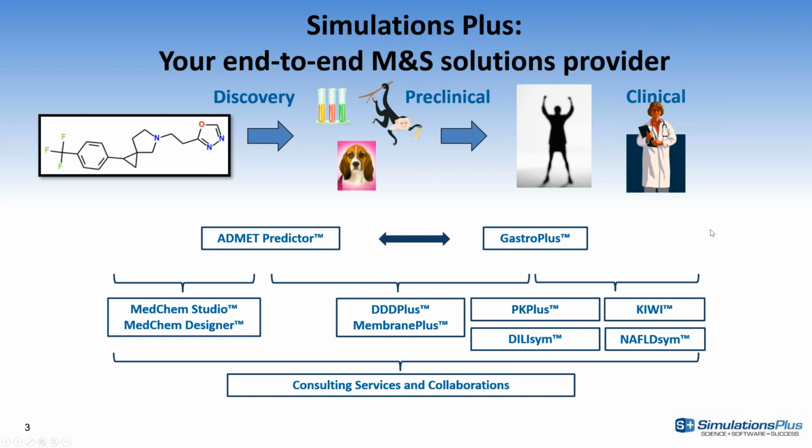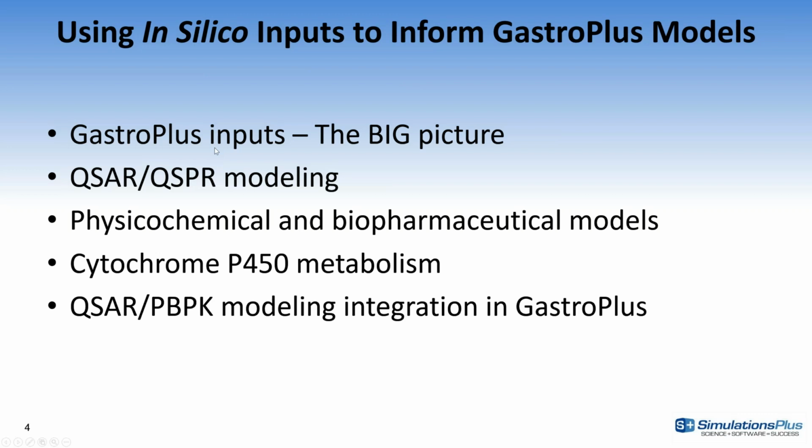This next slide is simply an outline of the talk. So I'm going to start with discussing the inputs into GastroPlus and give the overall picture of GastroPlus. Then I'm going to talk about QSAR modeling and QSPR modeling. This will be followed by specifics on our physicochemical and biopharmaceutical module and the models in that module, along with the metabolism module, and I'll focus on cytochrome P450 metabolism. And then finally, I'll bring this all together and talk about how these models are integrated into PBPK modeling in GastroPlus.